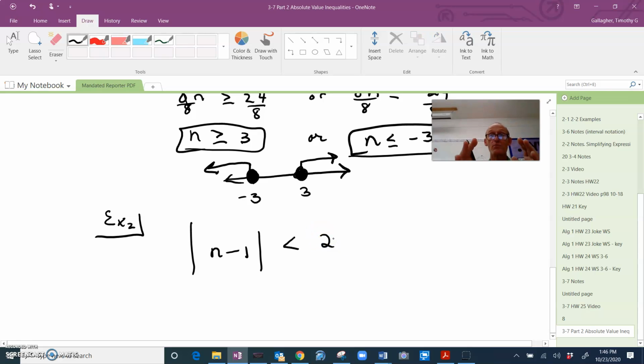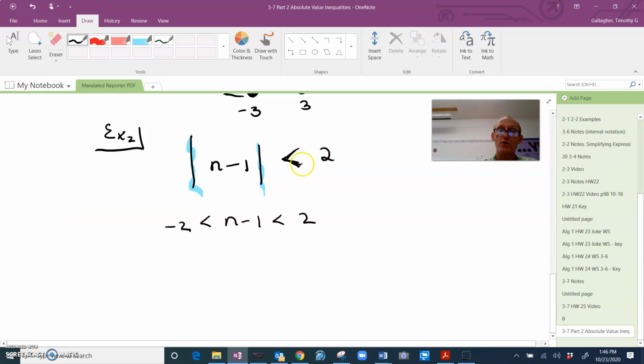All right, so this problem is less than. This is an absolute value inequality. I'm going to recognize that this is less than, and this is squeezed in there. So we write n minus 1 less than 2, and this is squeezed, greater than negative 2, like that. So this is less than, which is squeezed in. Now these are hard because you've got to remember a lot of rules, but if it's less than, we squeeze it.